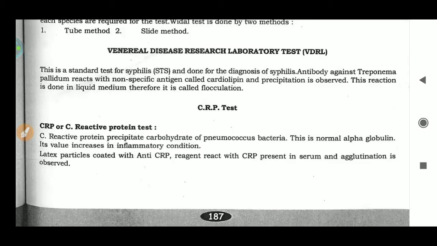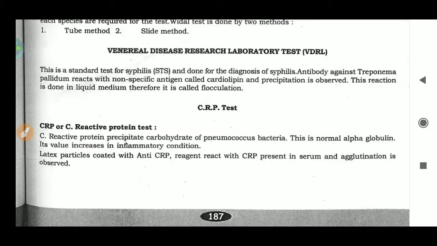Antibody against Treponema pallidum reacts with a non-specific antigen called cardiolipin and precipitation is observed. This reaction is done in liquid medium. Therefore, it is called flocculation.